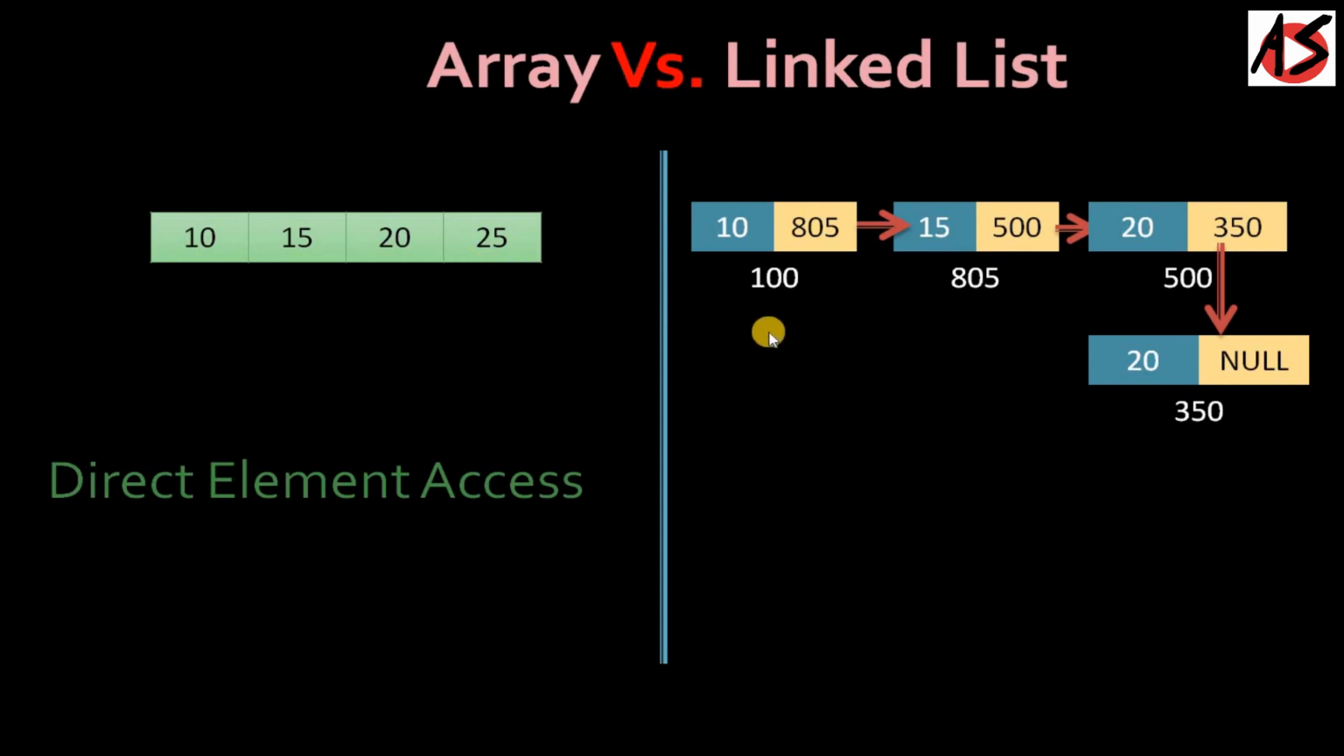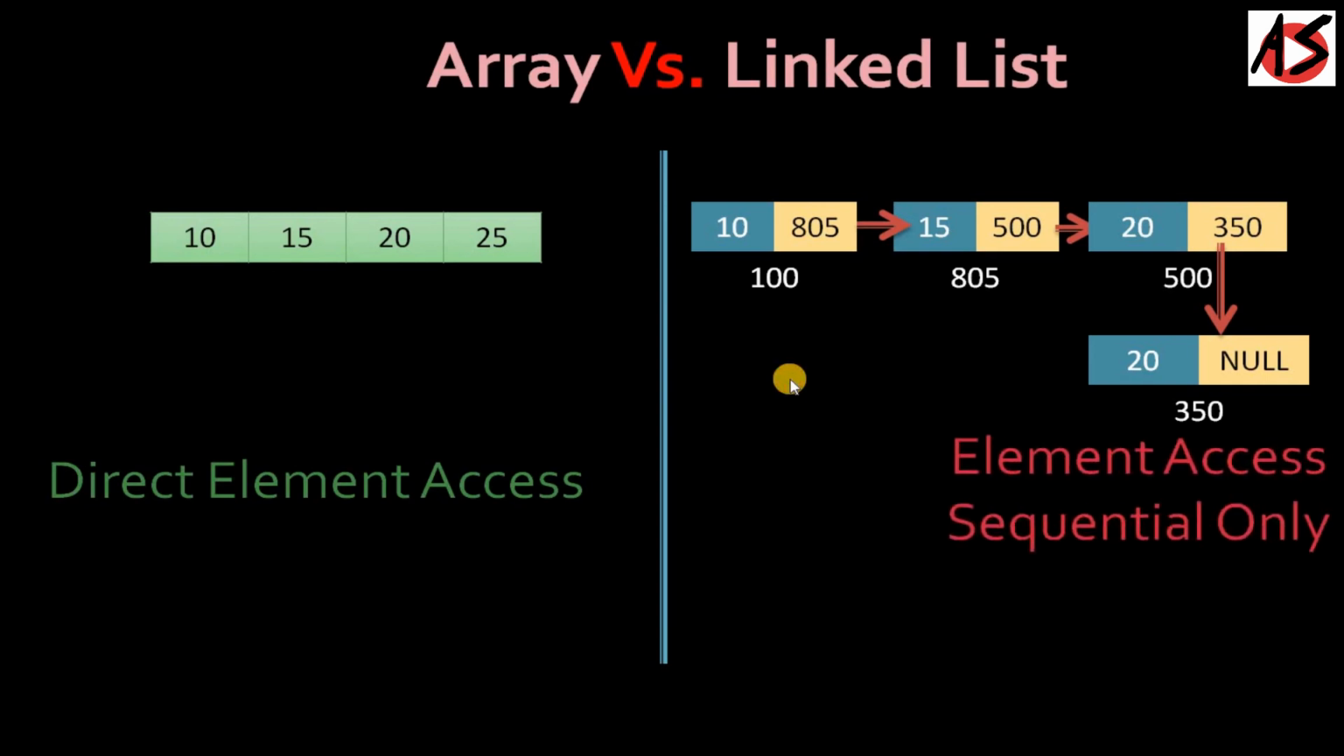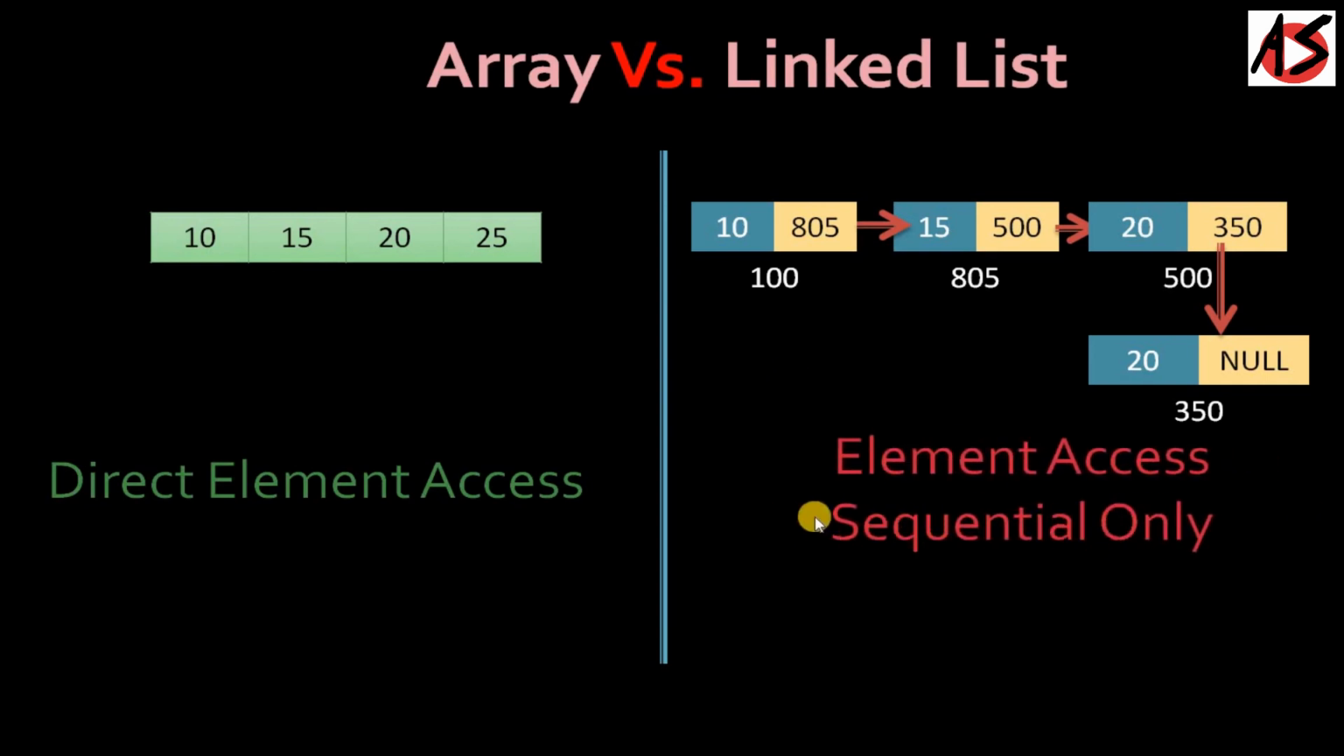While in the linked list, element access is sequential only. That means if you want to access second element, you cannot access directly. First you have to go to the first element. From the pointer part you have to go to the second element. If you want to move on to the third element, you have to go with the link part and so on. So you cannot directly jump onto the second or third element. You have to start to get element from the first node only. So this is the disadvantage of the linked list.